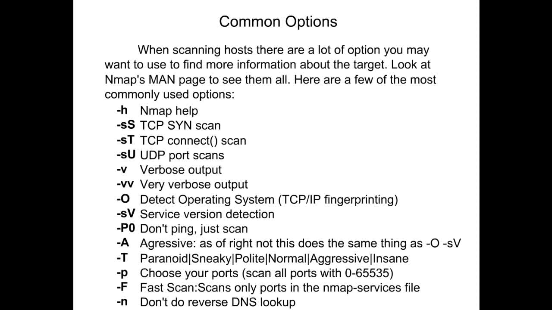-F tells Nmap to do what's known as a fast scan. A fast scan looks only at ports listed in the nmap-services file. The -n parameter tells Nmap not to do a reverse DNS lookup. This can also increase the speed of scans.